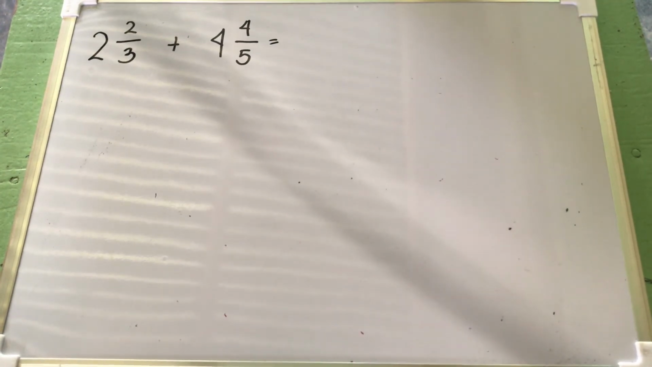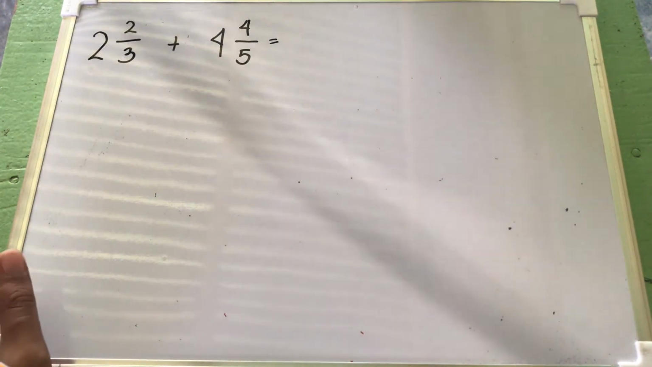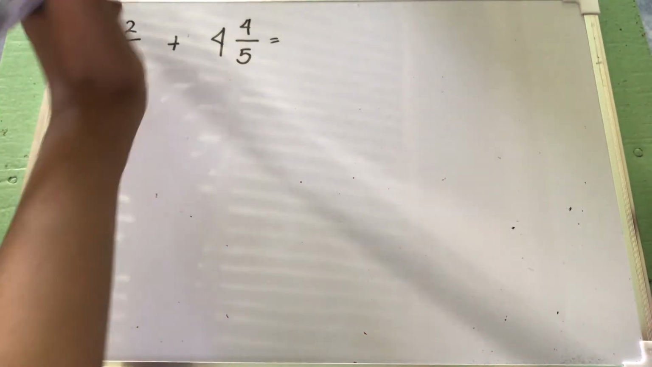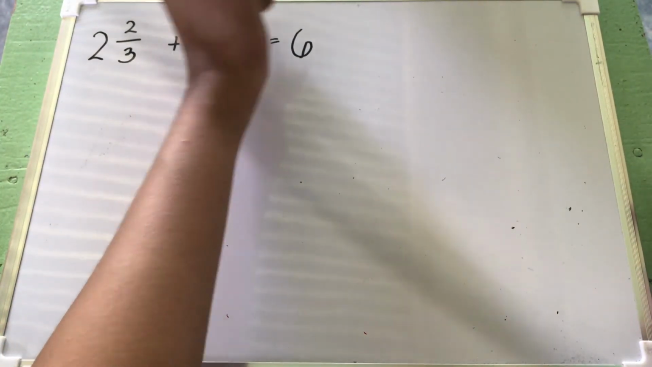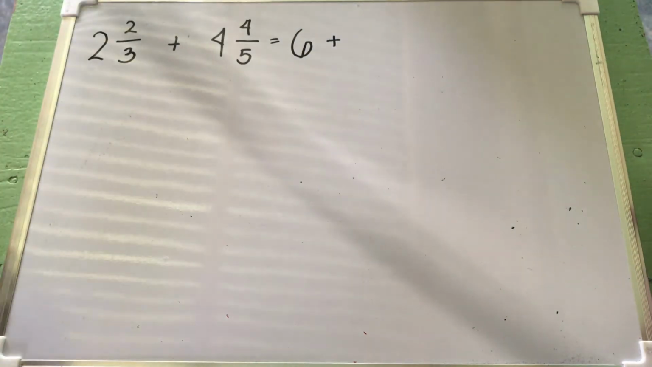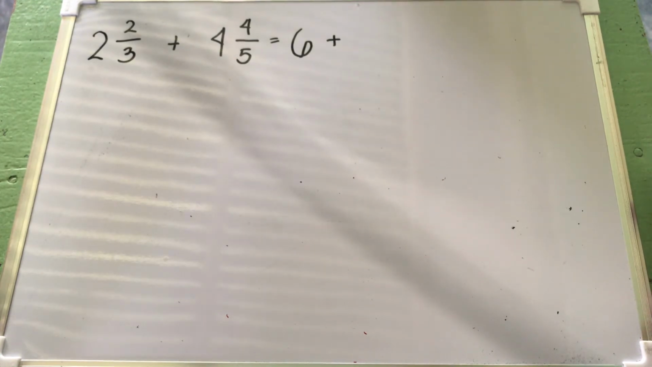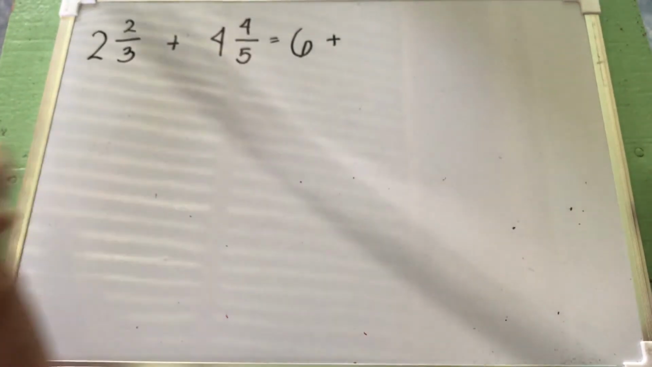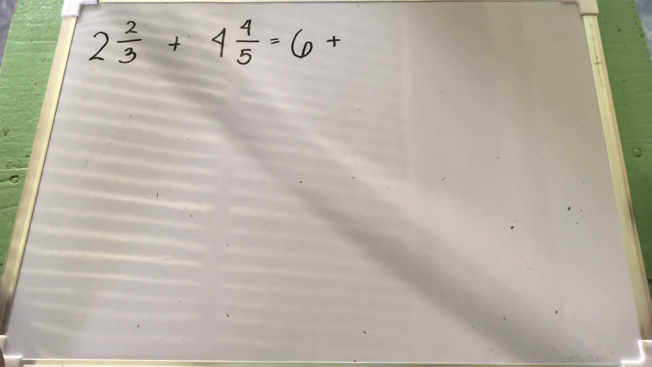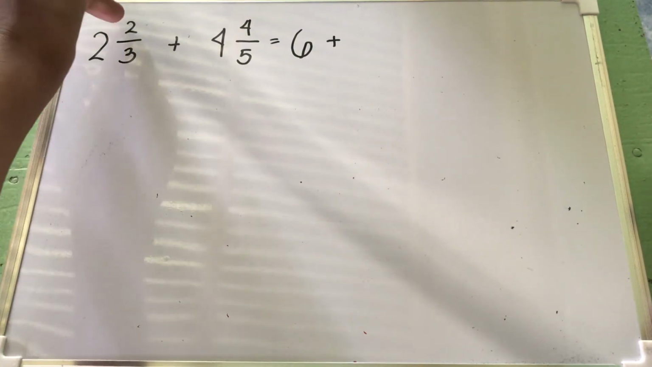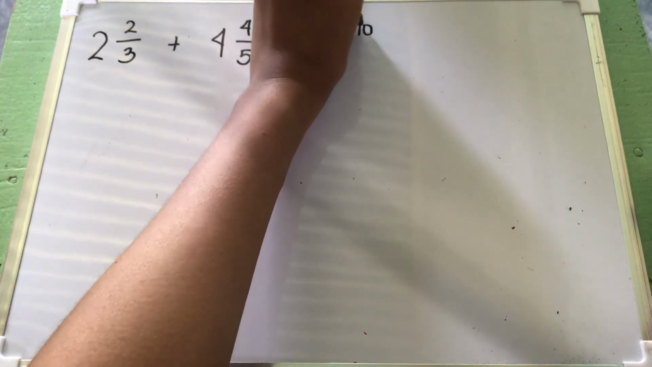So, we will have the first solution or first way of solving it. So, we will add first the whole numbers. 2 plus 4 equals 6. And then, we will convert this one into similar fractions. So, 3 and 5. The LCD of 3 and 5 is 15. So, 15 divided by 3 equals 5 times 2 equals 10 over 15.